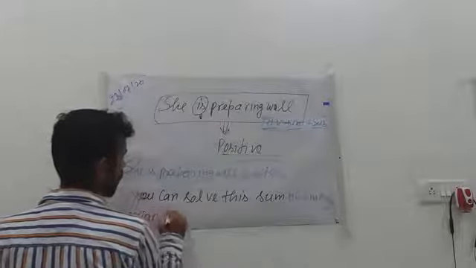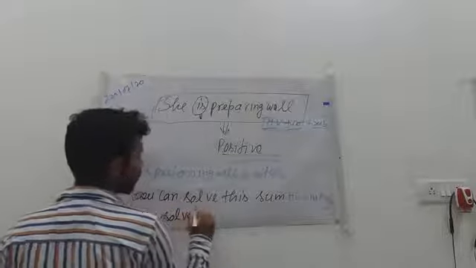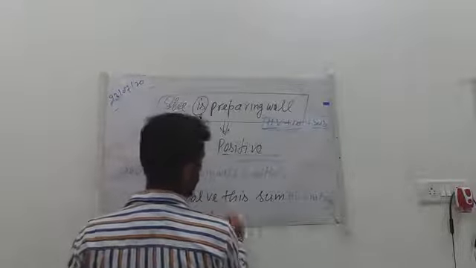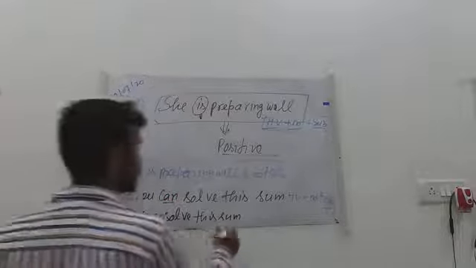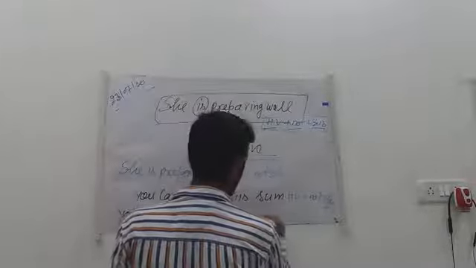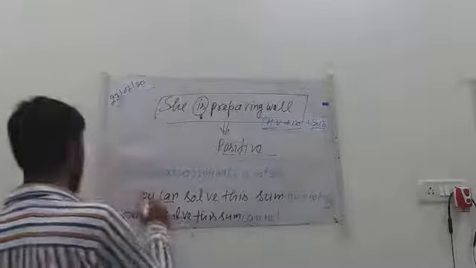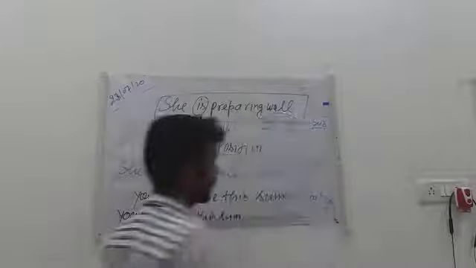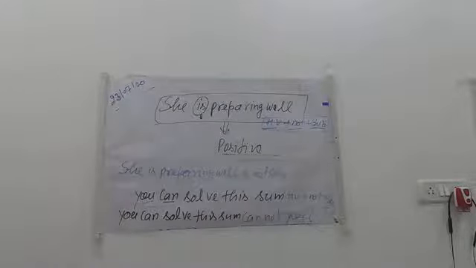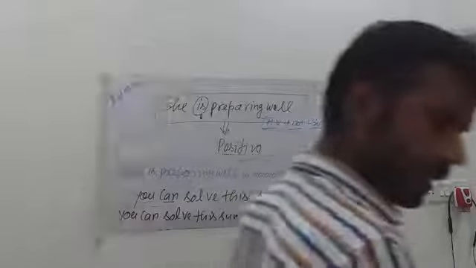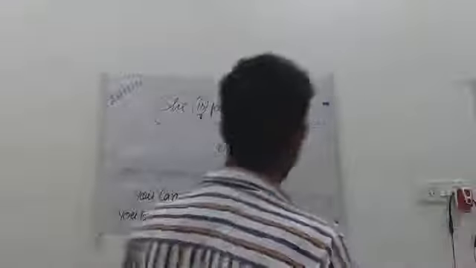You can solve this sum. Then the helping verb may be can. So can not and subject you: cannot you, question mark. Okay, so in this way we can learn.